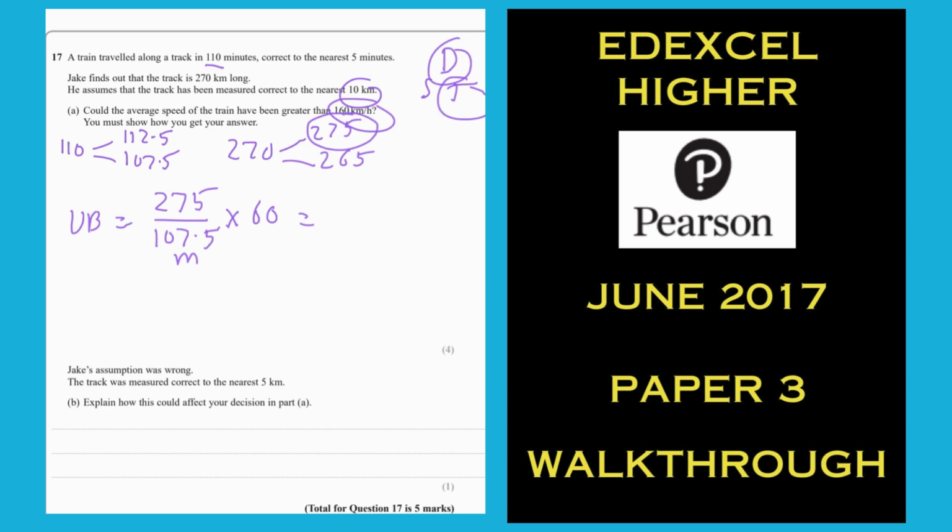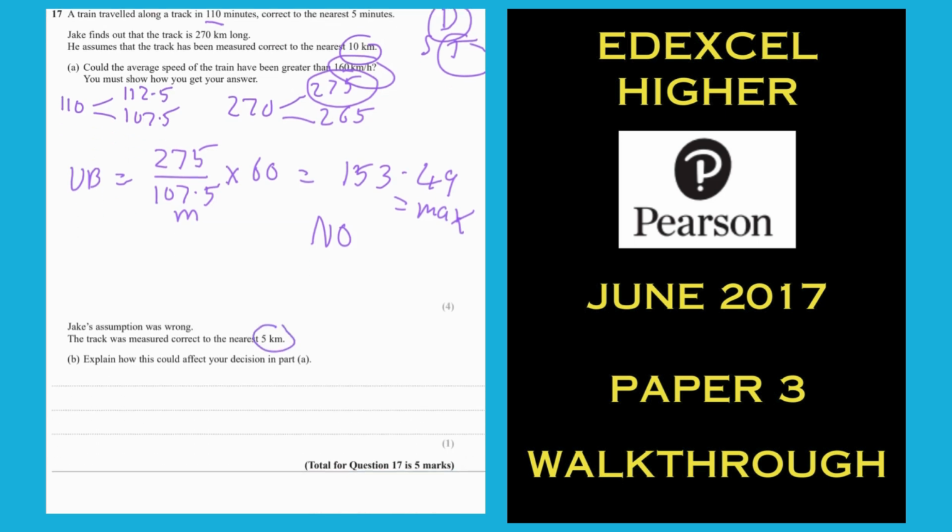So the upper bound for the speed is 153.49 kilometers per hour. In other words, no chance. Could the average speed be greater than 160? No, because that's the max. Using those numbers, that is the maximum we can get. Jake's assumption was wrong. The track was actually measured to the nearest 5.